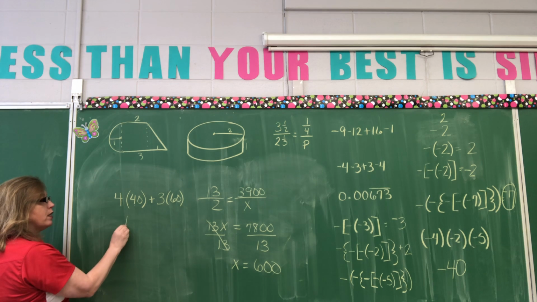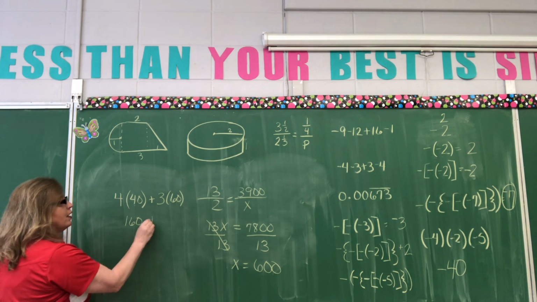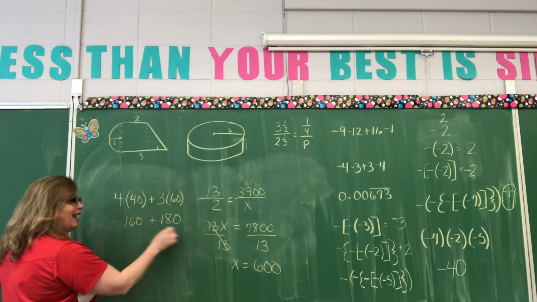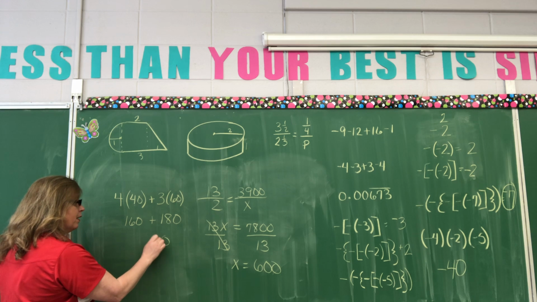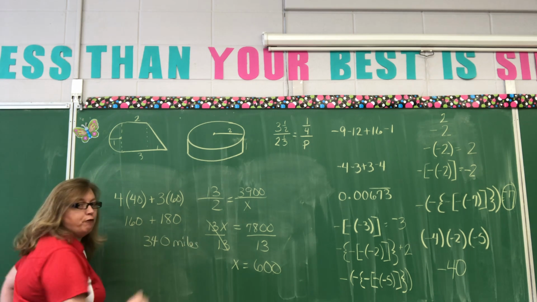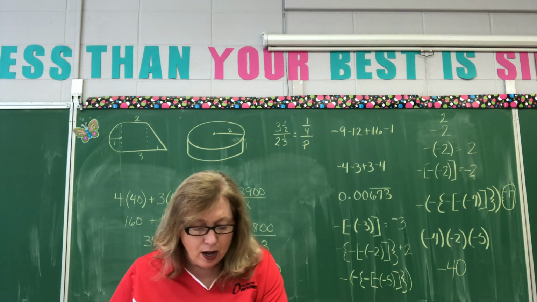40 times 4 is 160. 60 times 3 is 180. I'm going to add these together. I'm going to get he traveled 340 miles. 340 miles. Okay?